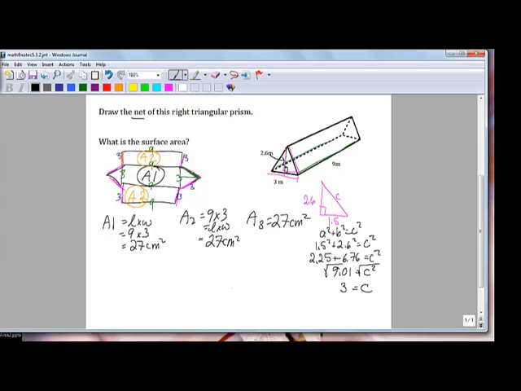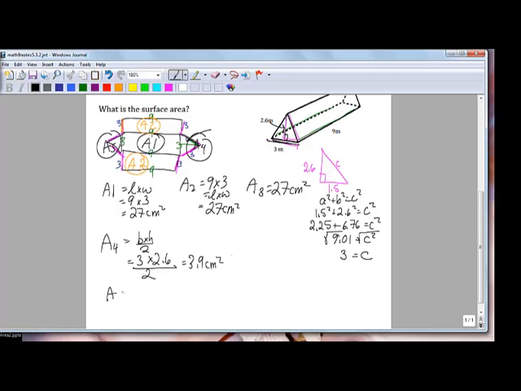Let's take care of the triangle ends. Let's call this A4, and we've got A5 over there. A4 is base times height, divided by 2. The base is 3. The height is 2.6. I'm going to hit equals on my calculator, which is 7.8 divided by 2. Remember, you got 2 of those. A5 is also 3.9 centimeters squared.